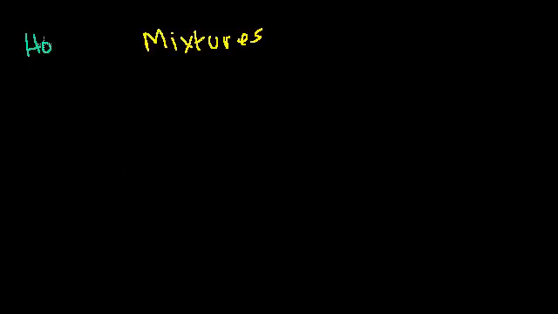So, homogeneous mixtures. And you're probably asking, what does homogeneous mean? It means uniform or consistent throughout, that there's not a lot of variation in the mixture itself. And the most common example of this is homogenized milk.